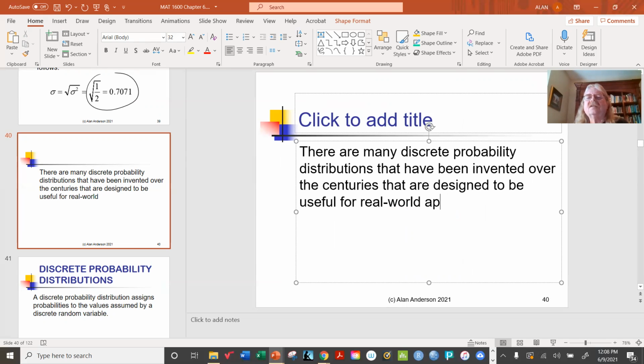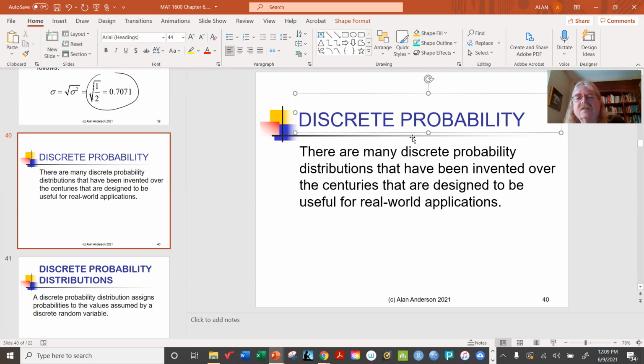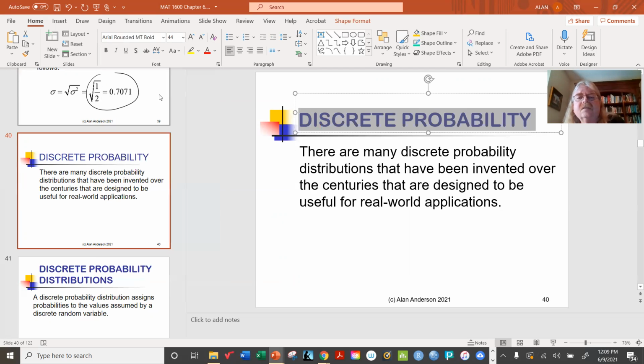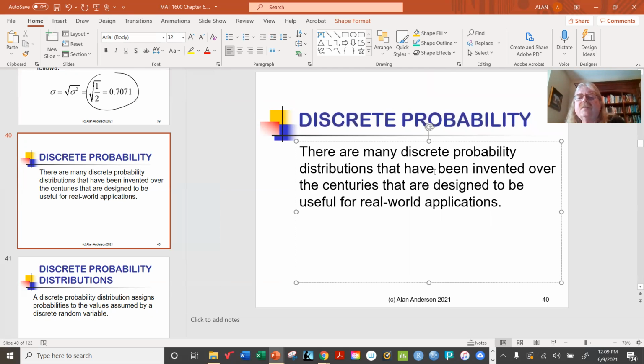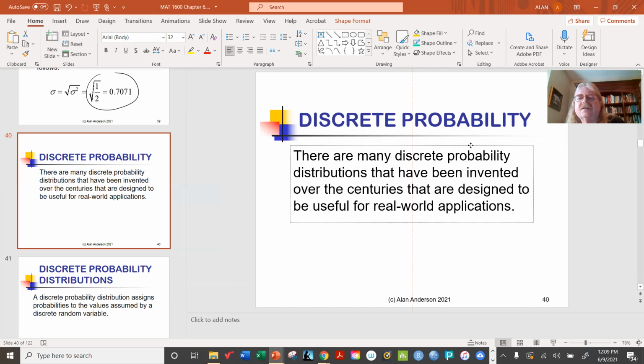In fact, that's one of the things that really separates statistics from other quantitative disciplines. Everything we do here is designed to be useful. There's no other purpose for any result in statistics except to be useful. That isn't necessarily true in other disciplines, that's for sure. A lot of results in calculus are proved just based on internal logic, but they're not necessarily useful for anything in particular. Here, it's the other way around. Everything is meant to be useful. So there are many discrete distributions that have been invented over the centuries that are meant to be used for real world applications.